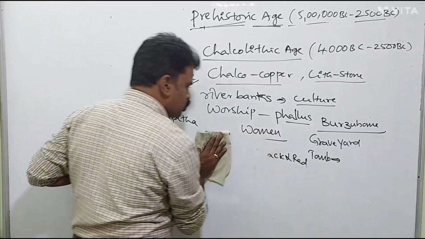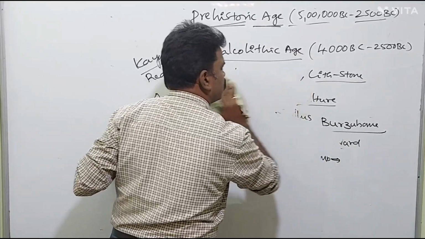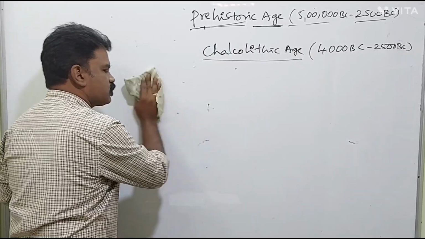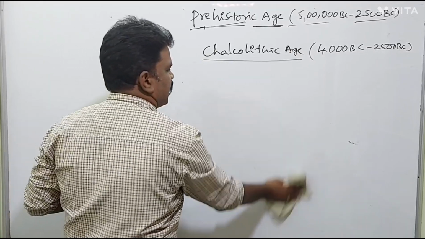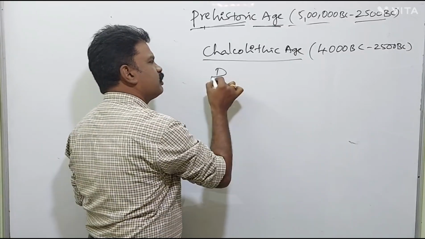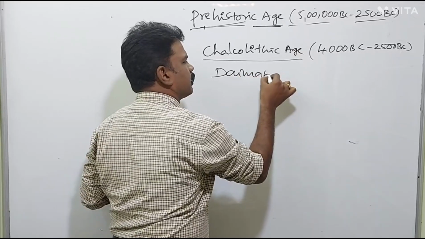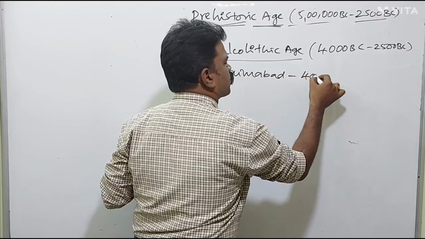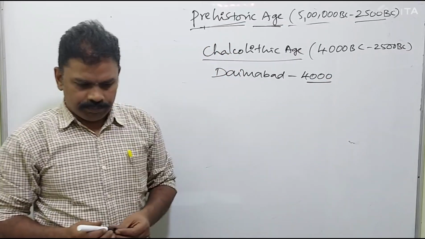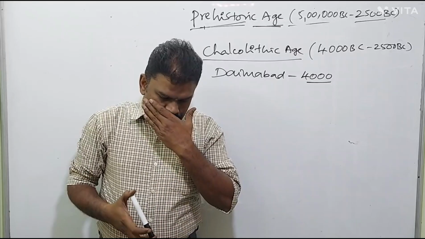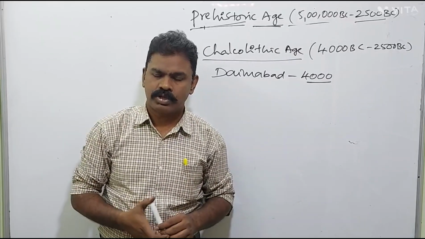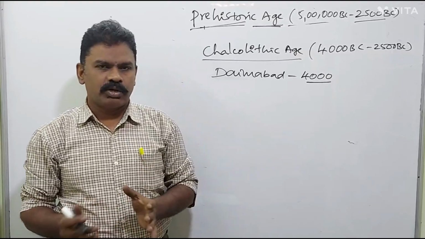The most important site of the Chalcolithic age was Daimabad. Daimabad was the most developed culture, and in a later period it turned into a civilization. It was the biggest site of that period. Nearly 4,000 people lived in Daimabad in South India. It is the biggest Chalcolithic site. So this is about the Chalcolithic age.